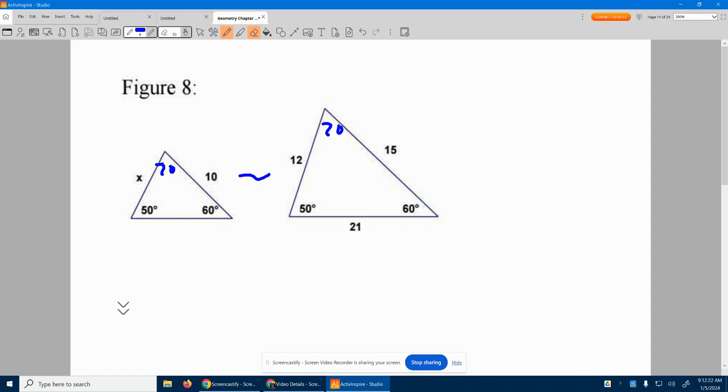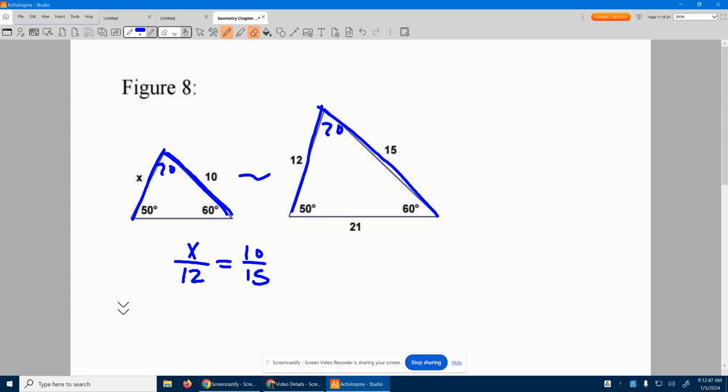I could solve it that way, but it's so much easier just to set up a proportion and say, hey, this X corresponds with this 12, because 50 to 70, 50 to 70, those are the sides that correspond to one another, as the side 10 corresponds with this side, 70, 60. See, 70, 60. You've got to make sure the sides correspond with one another.